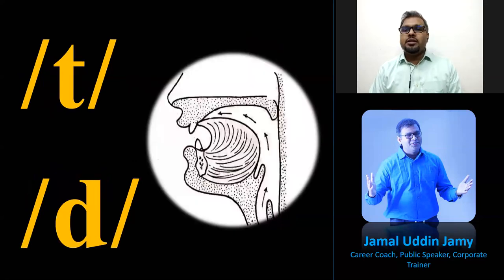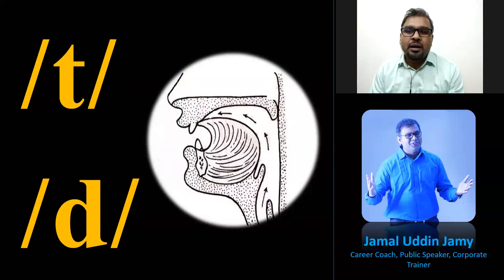T, d. See the place of articulation. It is called an alveolar sound. The tip of your tongue will touch, and that doesn't let the air come out. Okay, t, d, soft, very soft. T, d, like in the da sound, more like da.